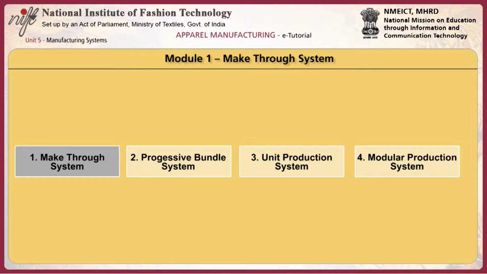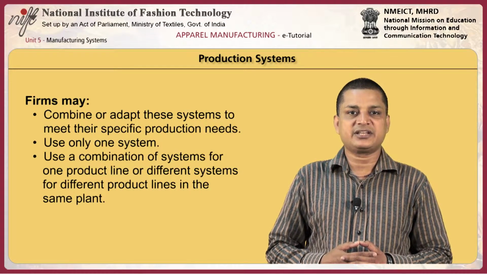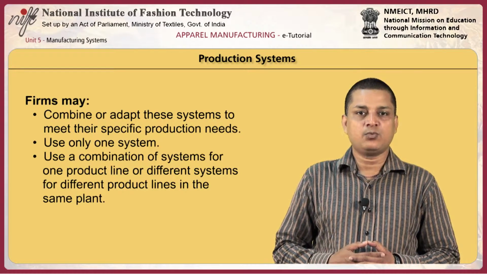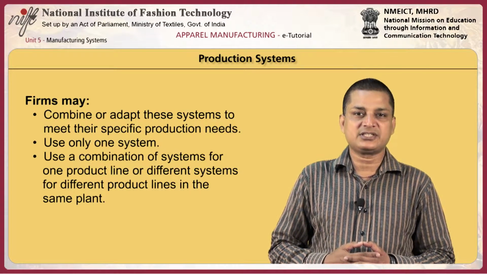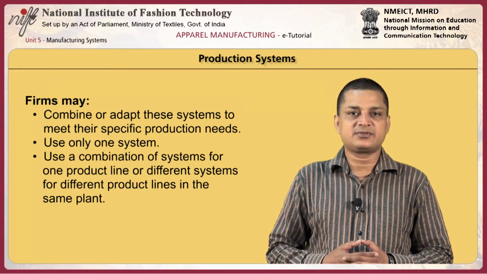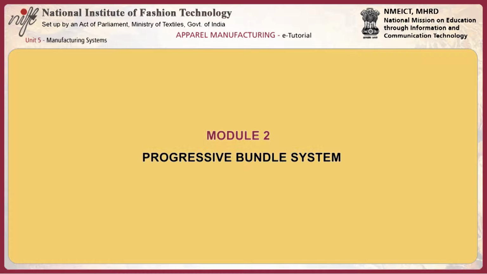Each system requires an appropriate management philosophy, materials handling method, floor layout, and employee training. Firms may combine or adapt these systems to meet their specific production needs. Firms may also use only one system, a combination of systems on one production line, or different systems for different production lines in the same plant. The second module will explain the progressive bundle unit system.